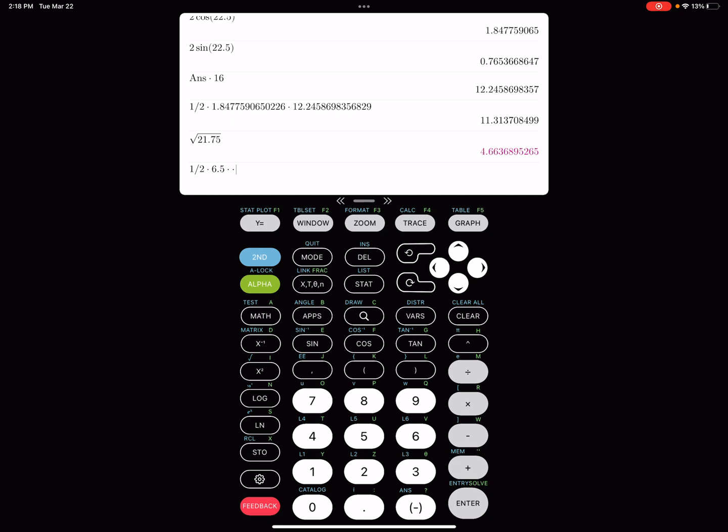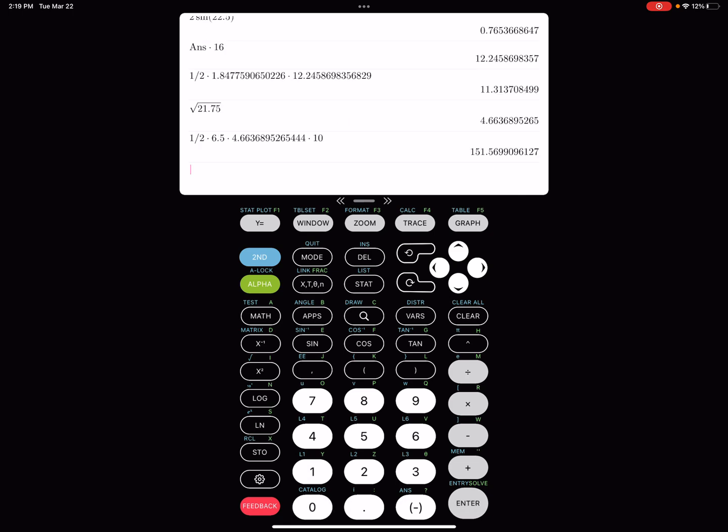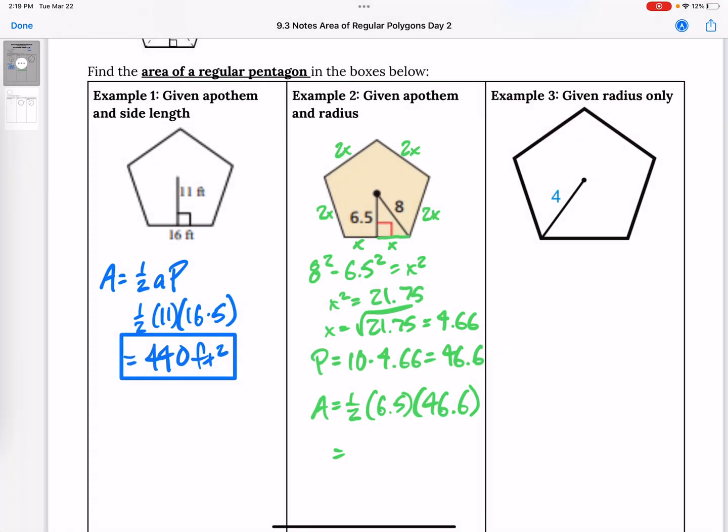Hang on. 1/2 times 6.5 times this number times 10. And that is 151.57. So that's our answer. 151.57. There it is. All right, easy enough.